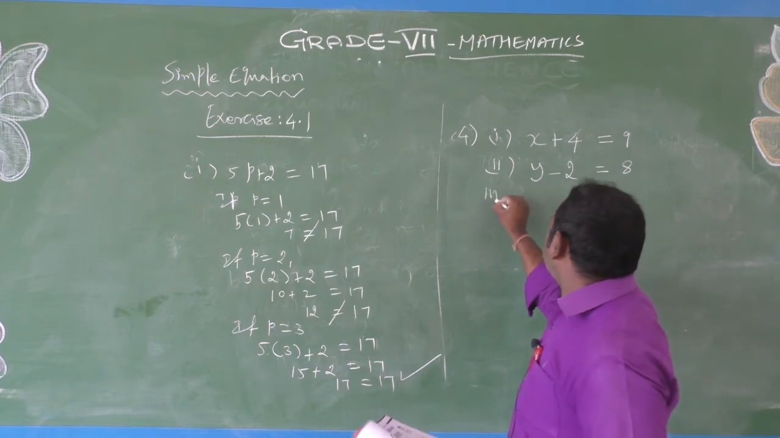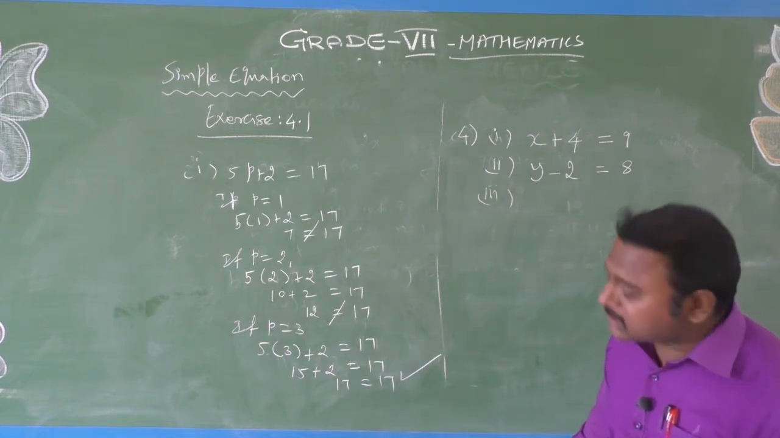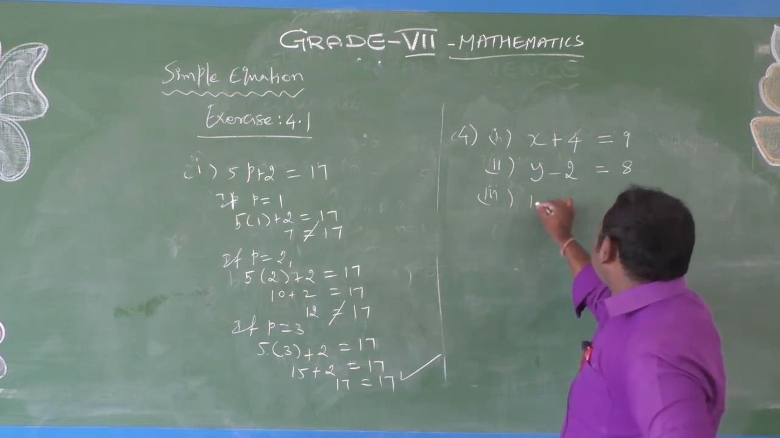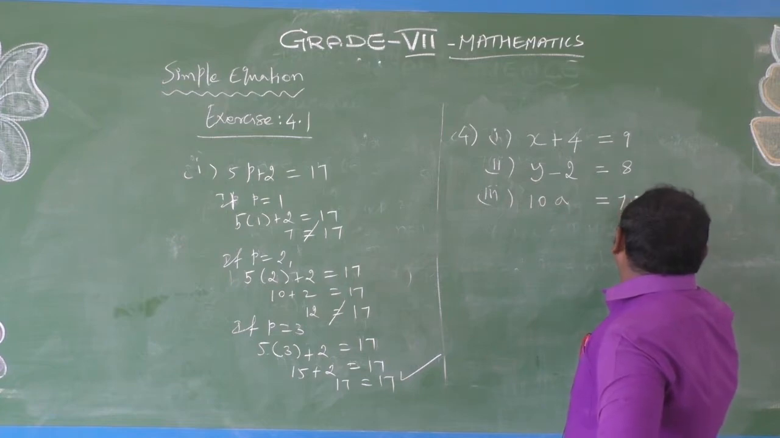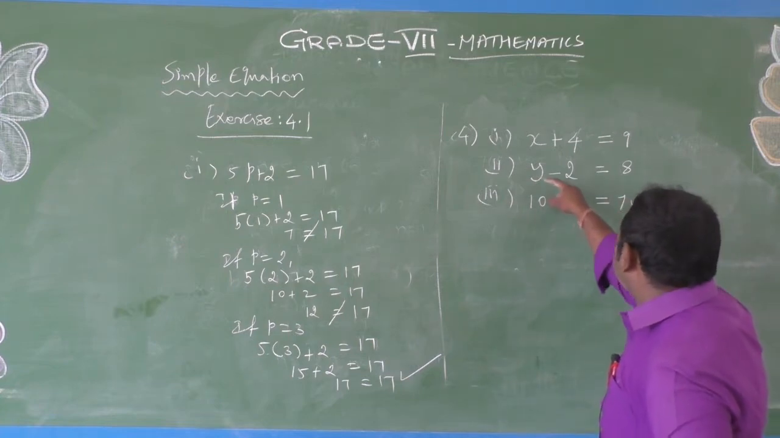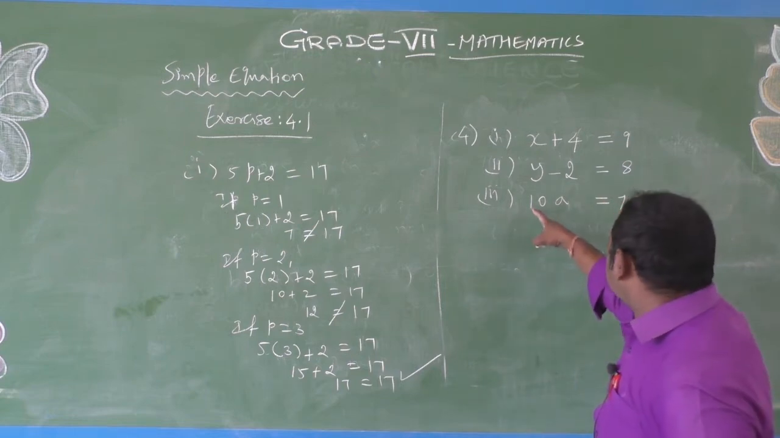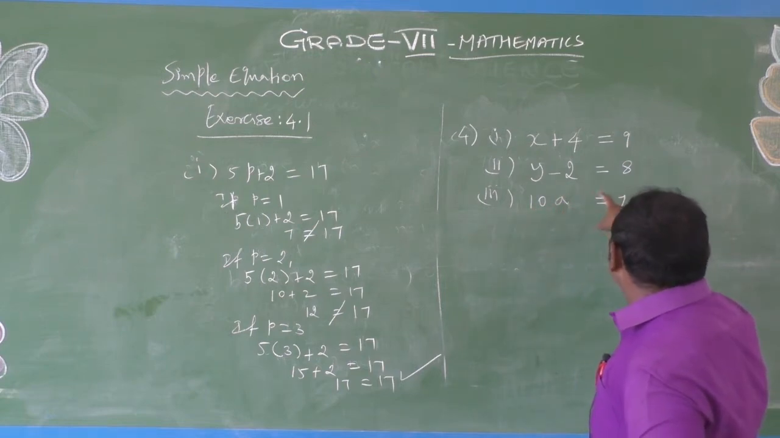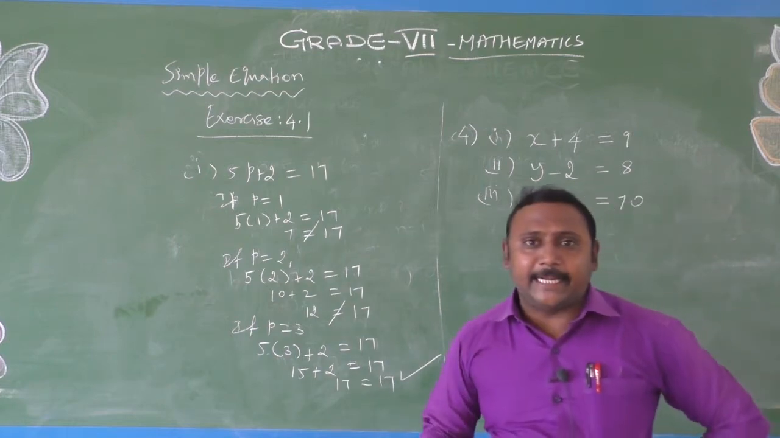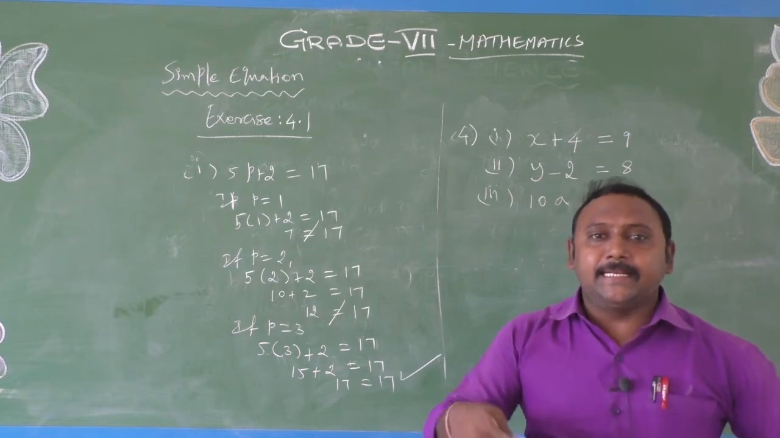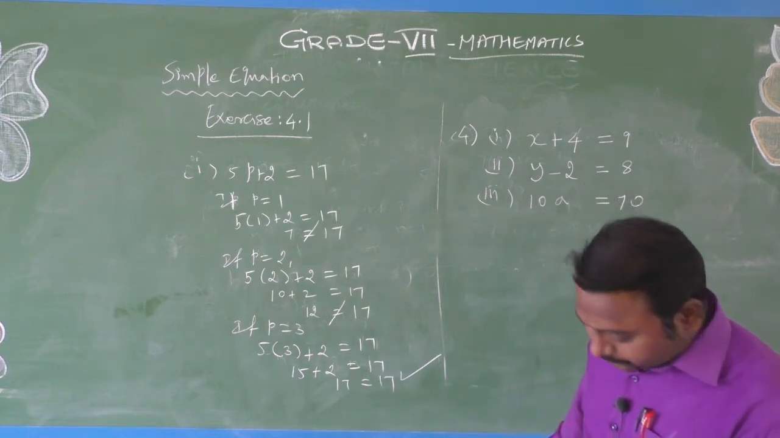Then third one. 10 times a is 70. So 10 times a means 10a. So 10a is equal to 70. The question is, 10 times a is 70. So 10a is equal to 70. 10 times a means 10 into a. Okay.